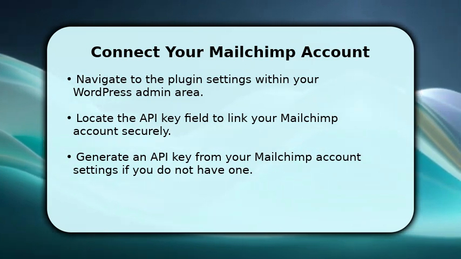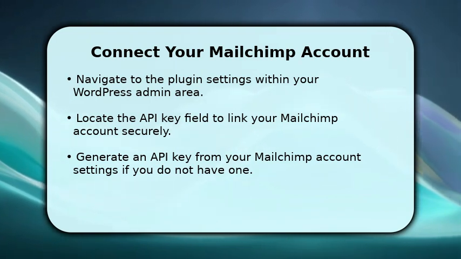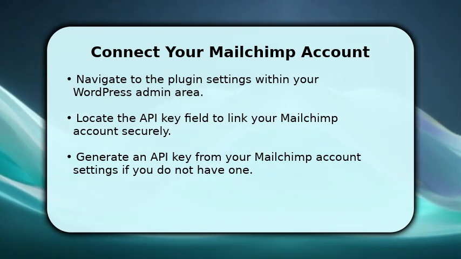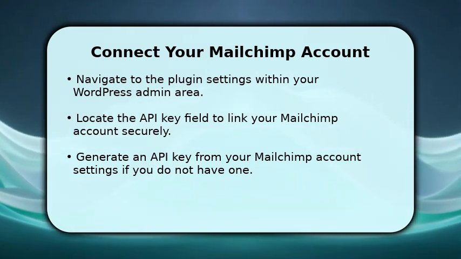If you do not have one, simply log into your Mailchimp account, go to your profile, then Extras, and API keys to generate a new one. Copy and paste it into the plugin settings to establish the connection.